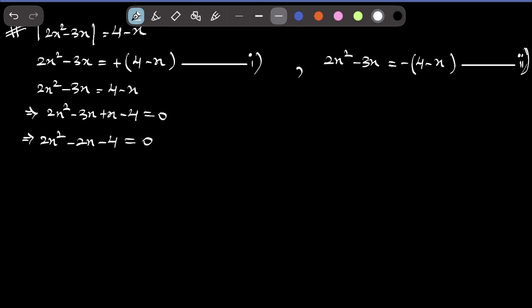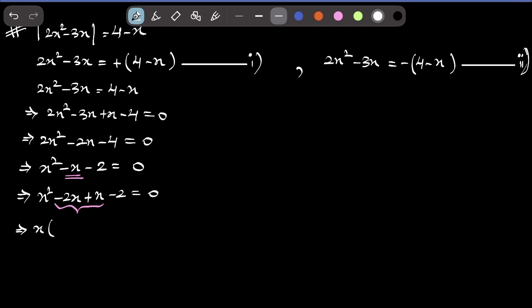We can use the concept of middle term splitting. First of all, I will take out 2 common, so I will get this. Okay, so now I need two numbers whose product is minus 2 and sum is minus 1. So I will be writing x square minus 2x plus x minus 2 is equals to 0. You can see these two numbers will give you product as minus 2x square, and their sum is going to give you minus x, right? So let's solve this further.